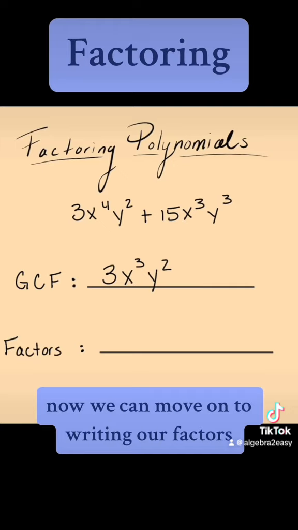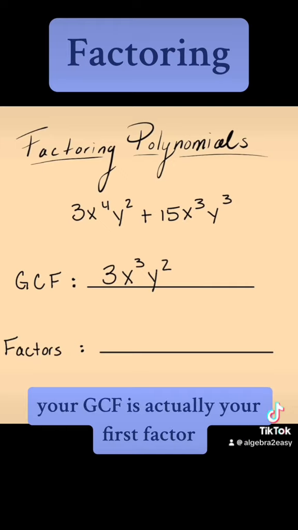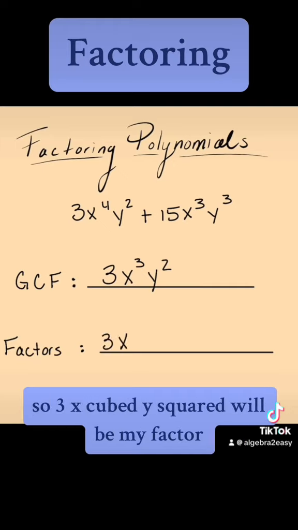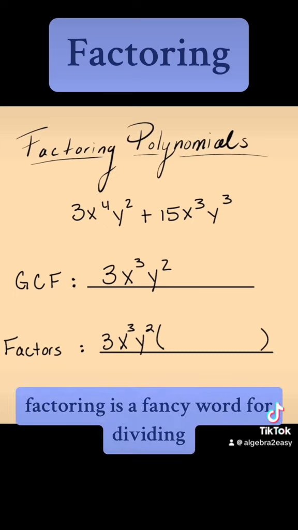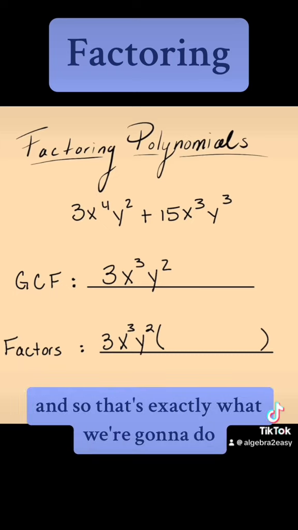Now we can move on to writing our factors. Your GCF is actually your first factor. So 3x cubed y squared will be my factor. And now I need to find the rest. Factoring is a fancy word for dividing, and so that's exactly what we're going to do.